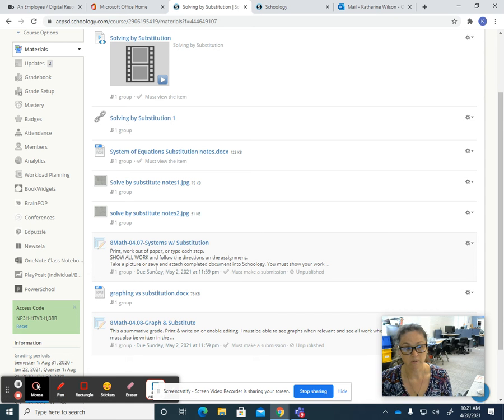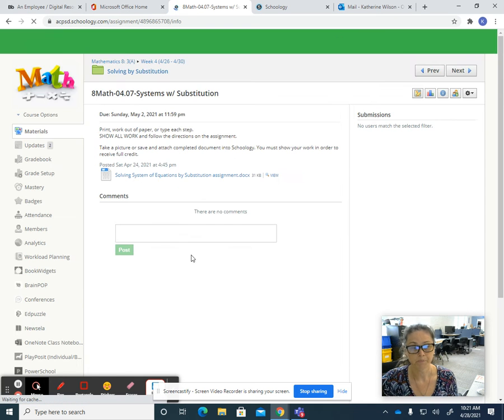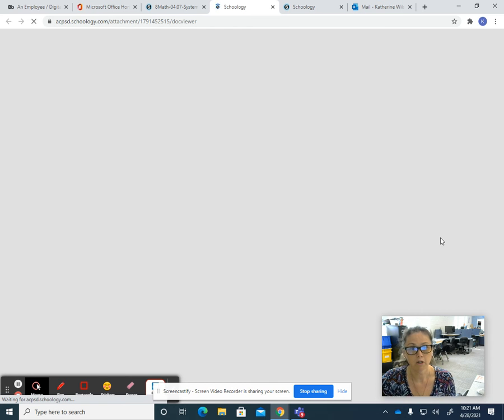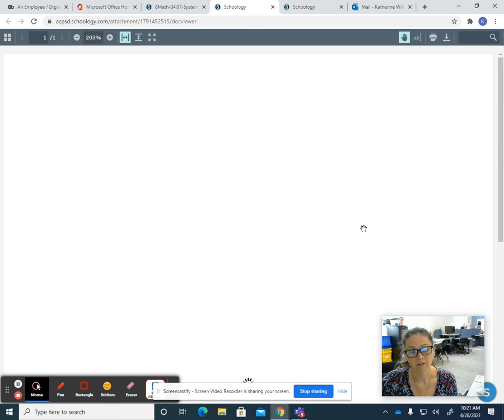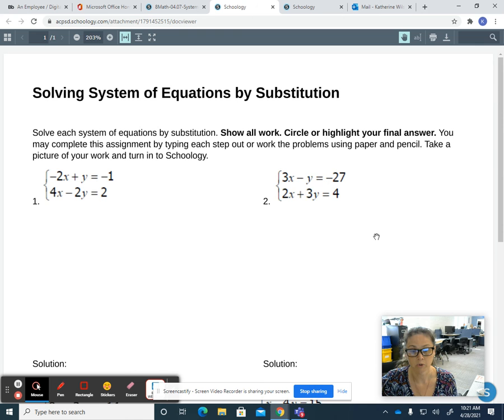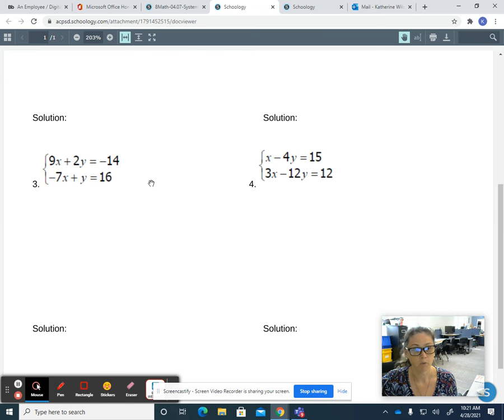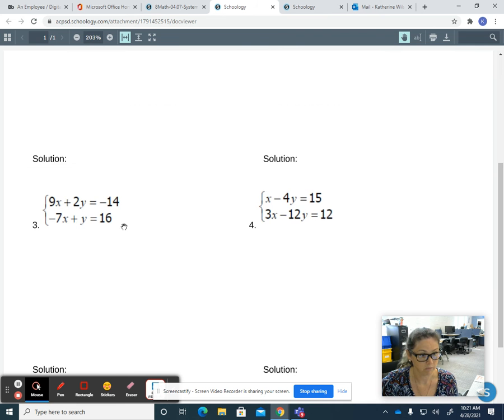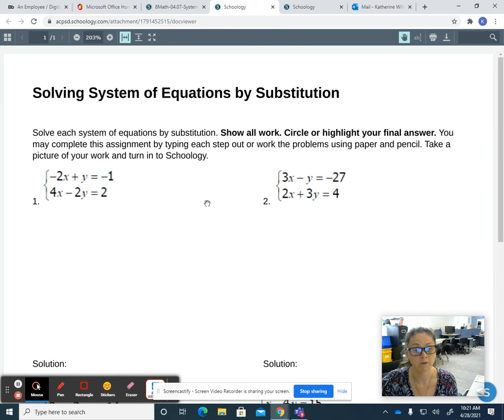So then you're going to have 2 assignments. The first assignment is going to look like this. It's only 4 questions. If you have a printer, you want to print your assignment out. It's much easier, or otherwise you want to do it on notebook paper. There are 4 systems of equations, and for the most part none of them are written in slope-intercept form. So I want you to solve them by substitution.